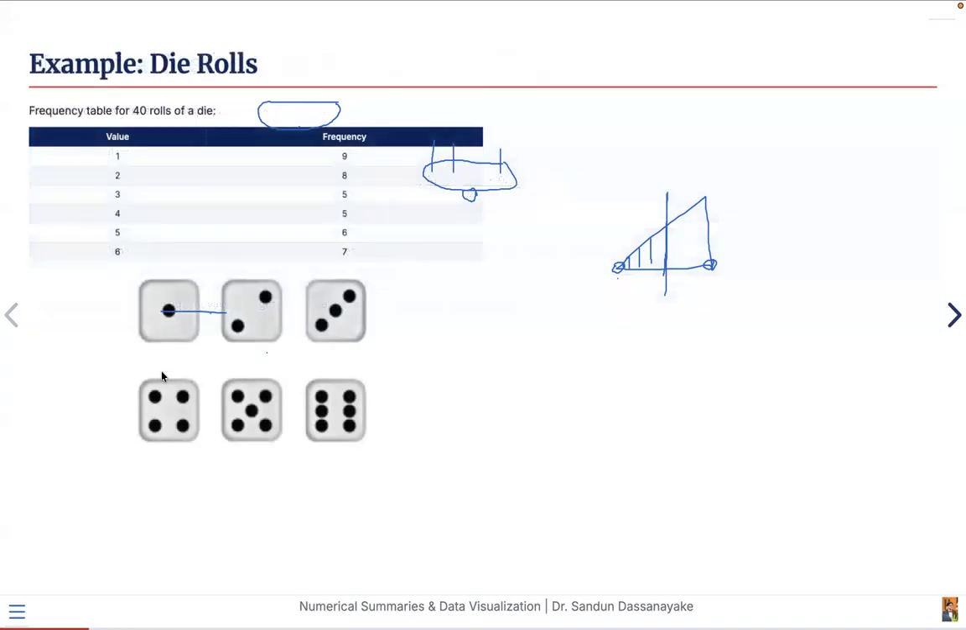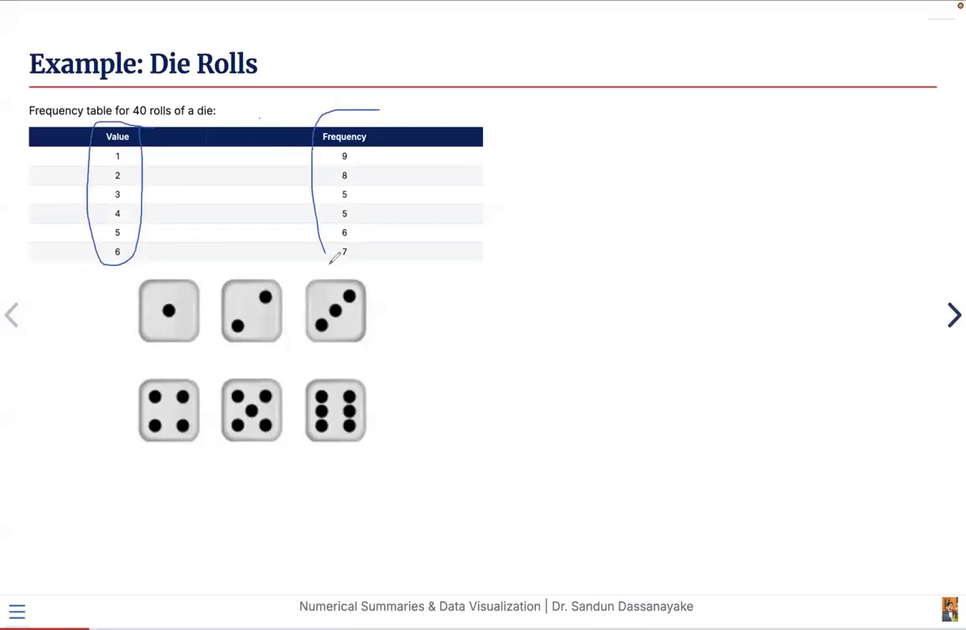And let's look at this example, a frequency table for 40 rolls of a die. So what is a frequency table? A frequency table lists the values that you observe. This is the value and the frequency in front of it. So you have two columns, a value and the observed frequency.